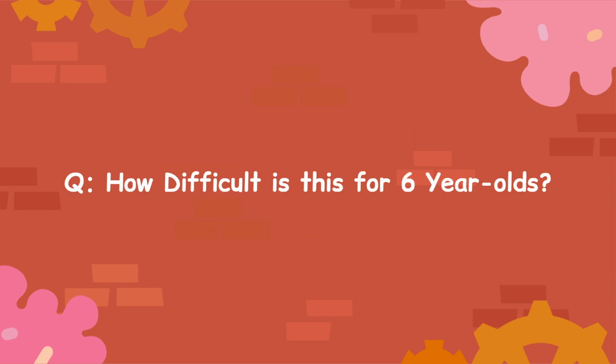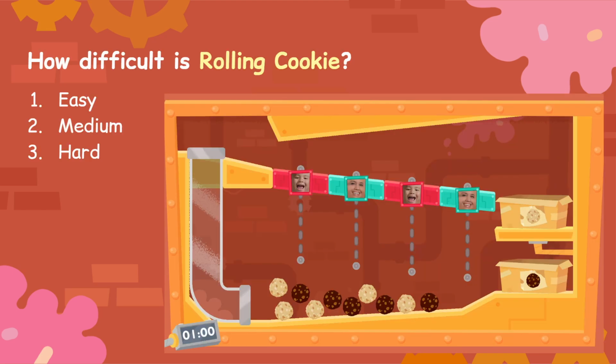So let's start with a simple exercise. How difficult would this level design be for 6-year-olds? So for example, in this level design, you can see you scoop the cookies up and then it rolls to the right. And then all the players need to put their hands up or put their hands down, and then these blocks will just slide up and down. And then they just slide to the end. So how difficult do you think it would be? Believe it or not, it's actually medium.